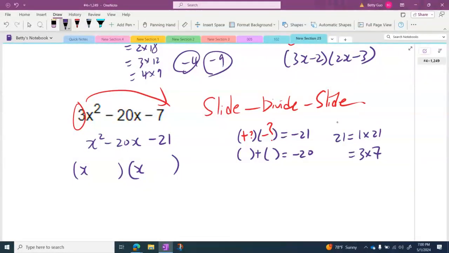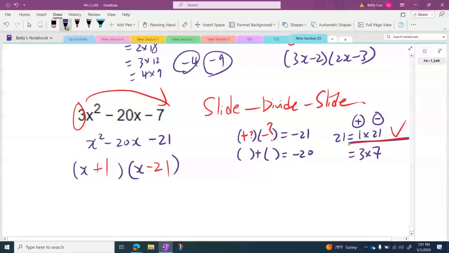The negative number has the bigger absolute value, so we place the negative sign on the second factor, and the first is positive. This is the case: positive 1, negative 21. Double check. They do multiply to -21 and add up to -20. And then divide the two red numbers by the original leading coefficient 3.